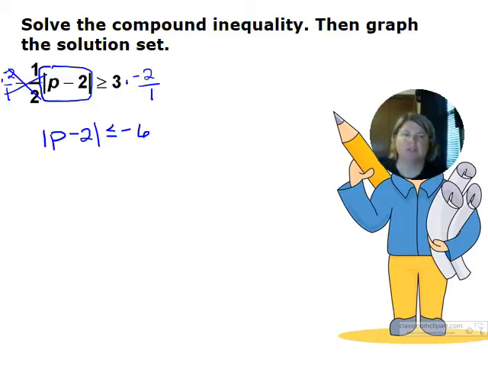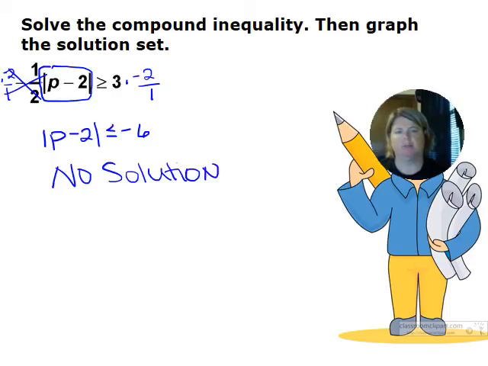All right, so if we look at this, what are all the values of the absolute value of p minus 2? All the values that could work that are less than or equal to negative 6. So think of the numbers that are less than negative 6. That would be like negative 7, negative 8, negative 9. So none of these values will actually ever work. So this is an example of where you're going to have no solution.